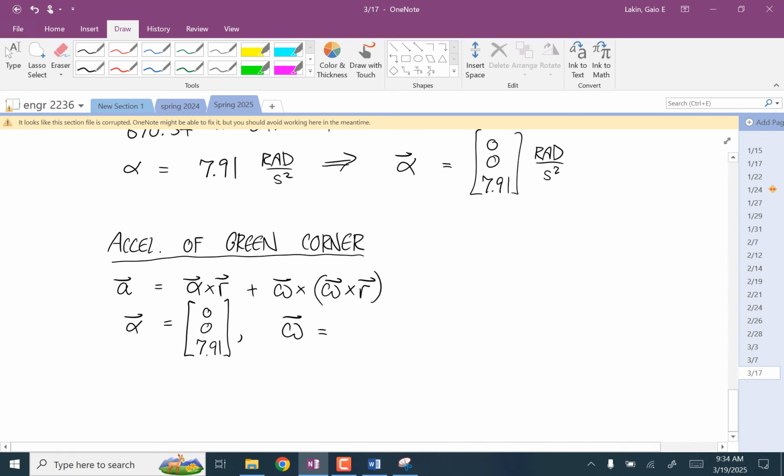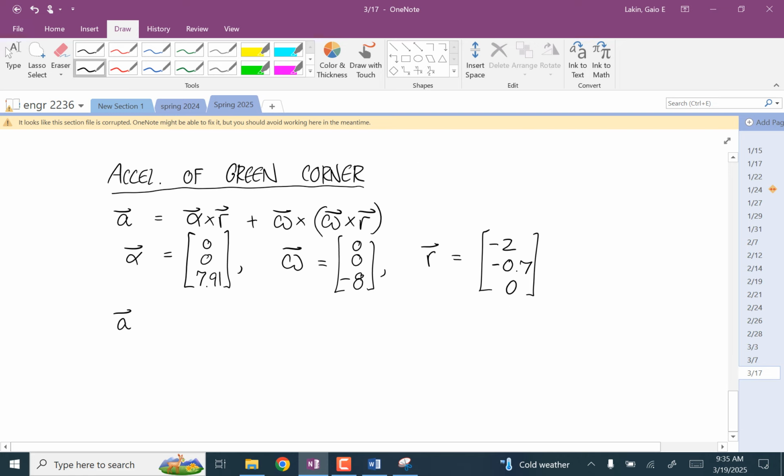So 0, 0, negative 8. And then the r vector, the definition of that r vector is from the center of your circular spherical motion to the point you care about. So that is negative 2 for x, negative 0.7 for y, 0 for z.